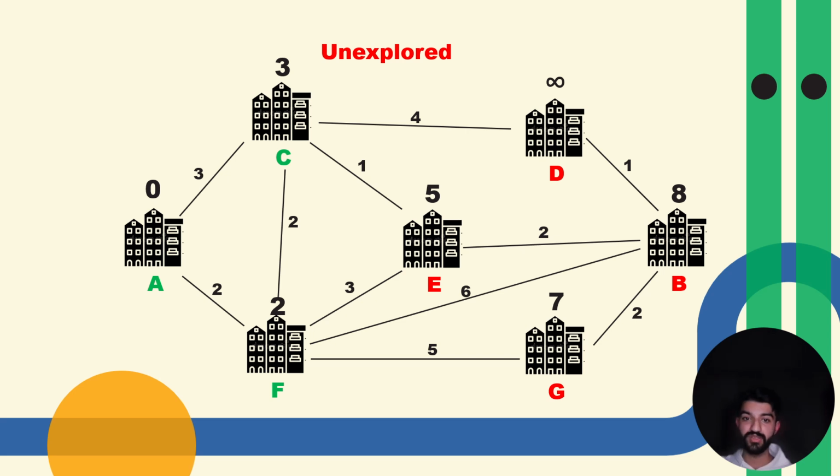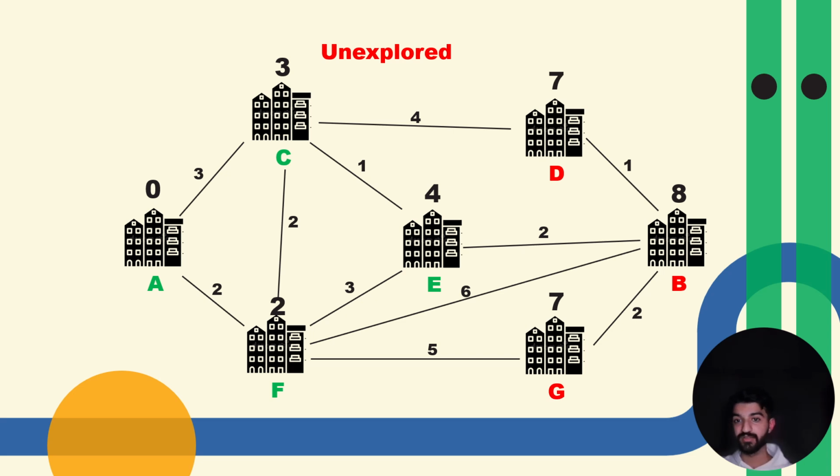Going through town C, we can get to town D in 7 minutes, and we can also get to town E in 4 minutes. 3 minutes to town C, plus 1 minute from C to E. That 4-minute estimate is better than our current estimate of 5 minutes. So we will update our estimate for town E from 5 to 4. The next town to explore is town E. Among all the unexplored towns, it has the smallest value.